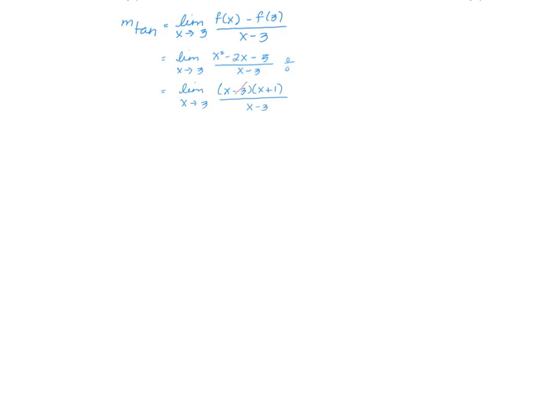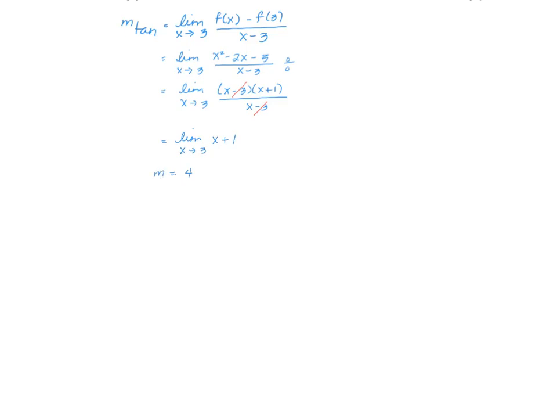And now canceling the x minus 3 on the top and bottom, I can re-evaluate the limit and see if I get some number, which would be x plus 1. And then this limit is 4. So remember that represents the slope of our line.